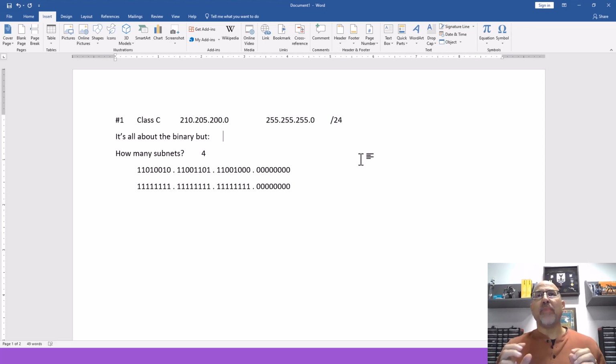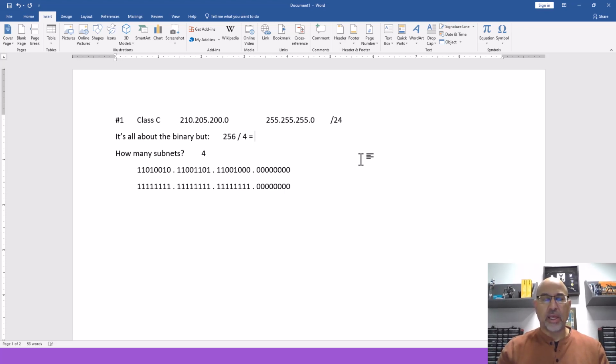Now, if we remember that the classful address space of a Class C is 256 possible addresses, and we just said that the number of subnets I want to create is 4, so we're going to now divide that by 4.